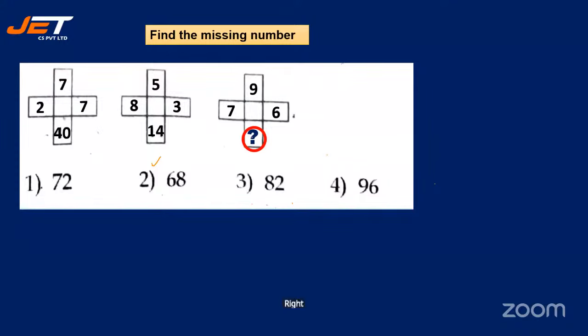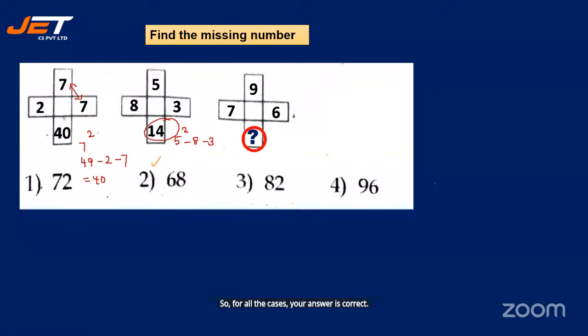Right? So plus, see here, 7 square. Right? So 7 square is 49. Right? So minus 2 minus 7 will give 40. Like that, why don't we try this? That is 5 square minus 8 minus 3. So 25 minus 8 minus 3 will give 14. So for both the cases, your answer is correct.